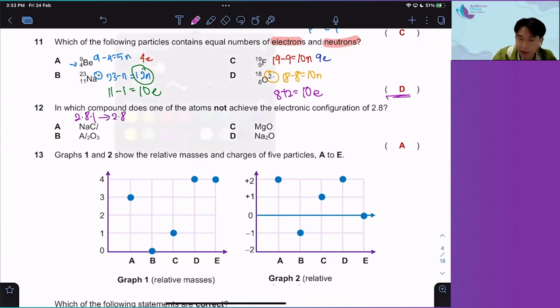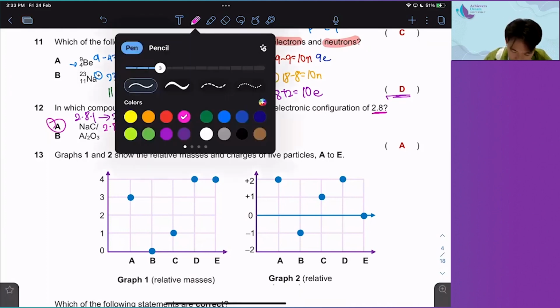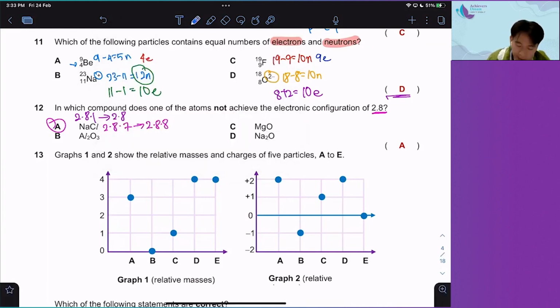And Cl actually is 2.8.7. So you actually gain 1 electron to form 2.8.8. So actually the answer is A already because it doesn't form the electronic configuration of 2.8. It forms 2.8.8. But let's just look at the rest of them.